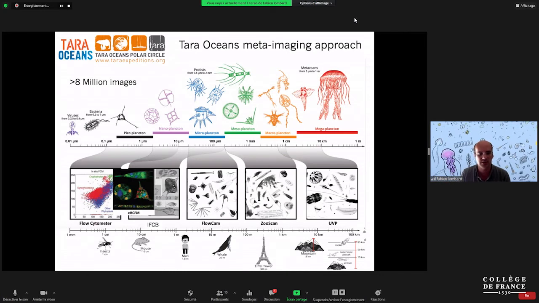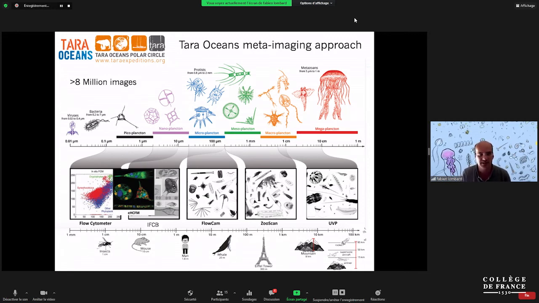And basically, when we did the Tara Ocean expedition, we used a lot of different kinds of quantitative imaging devices, from flow cytometry, to different confocal microscopes, IFCB, FlowCam, ZooScan, and UVP, to basically capture the full ecosystem from 0.1 to several centimeters in size, which, if we put that in context, is the same size difference as between insects of 1 centimeter and several kilometers above the mountain that the insect lies on.